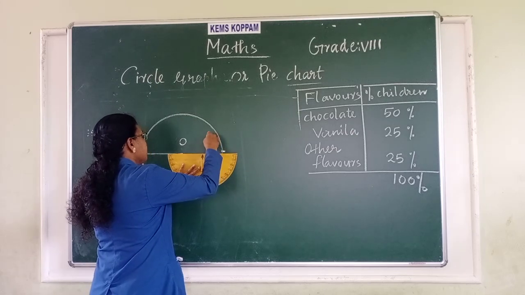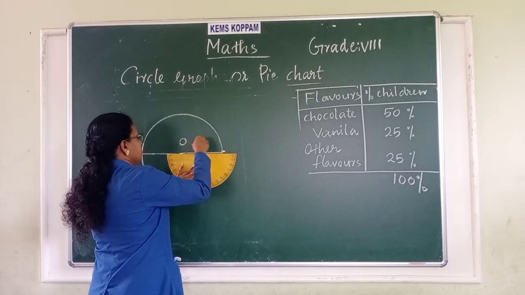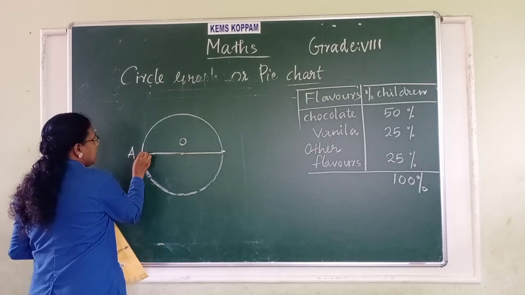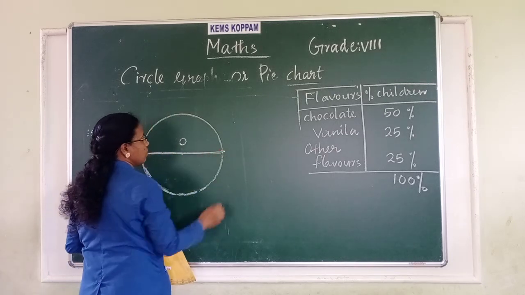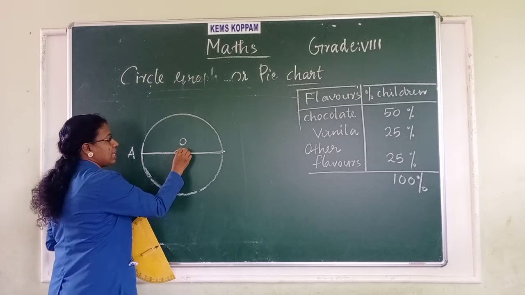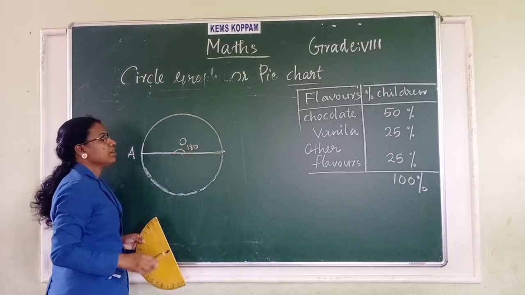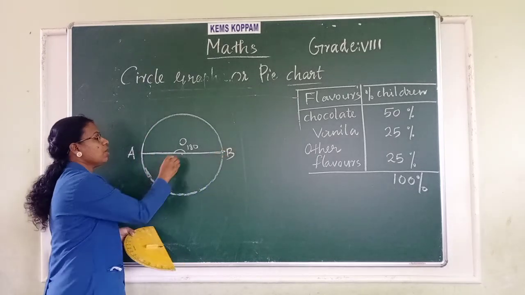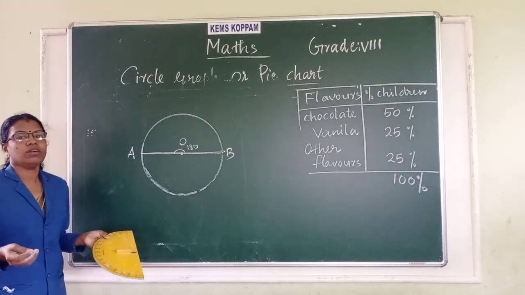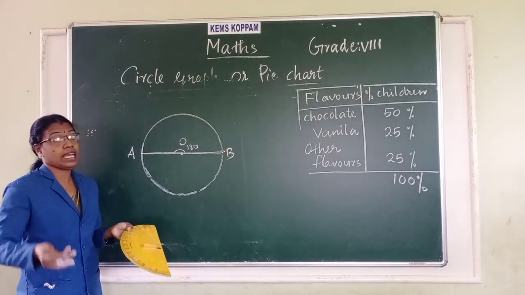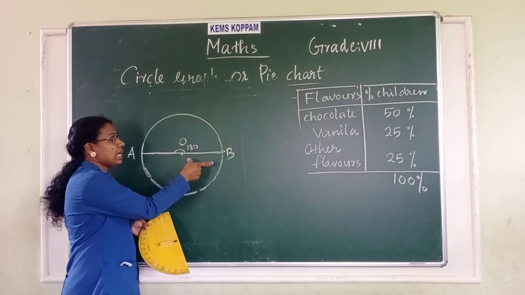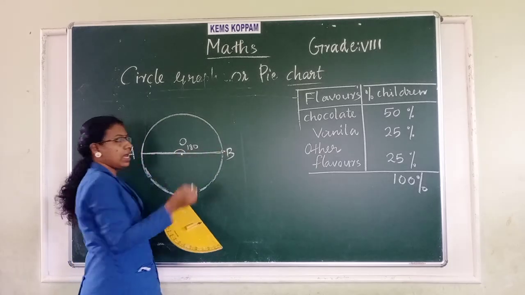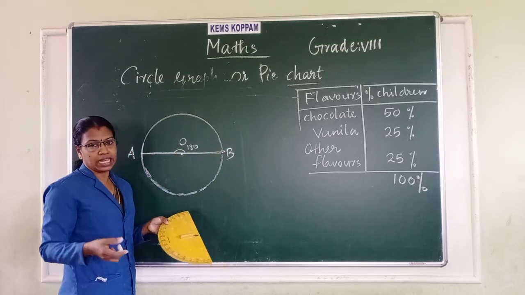First angle, 180 degrees. Then you can name this point as B. So this is our first angle. Now mark the second angle, the second higher angle. Taking this OB as the baseline, you can mark the next higher angle.